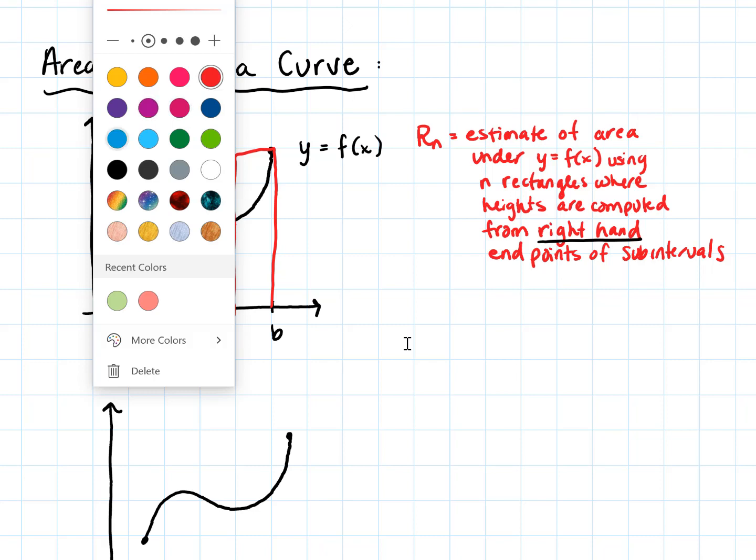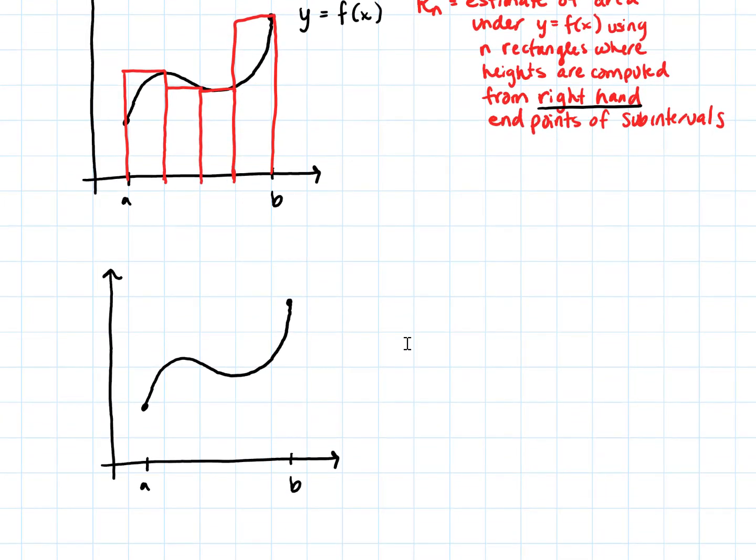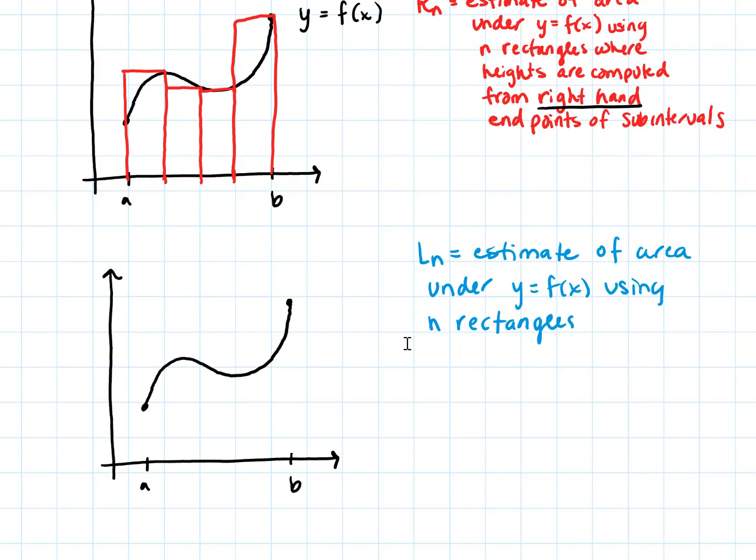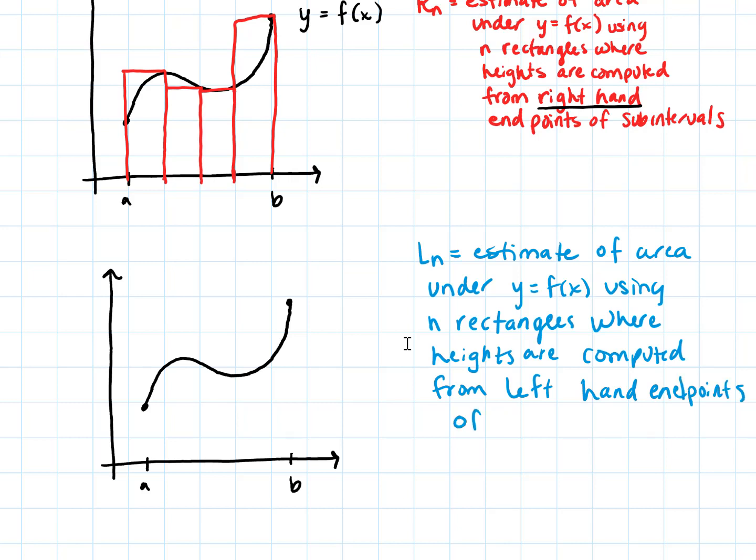We could also use the left-hand endpoint, so I'm going to switch to blue and talk about that. So L sub n is an estimate of area under y equals f of x using n rectangles where the heights, in this case, the L is telling us to use the left-hand endpoints, are computed from left-hand endpoints of the subintervals. Now you're going to have n subintervals.